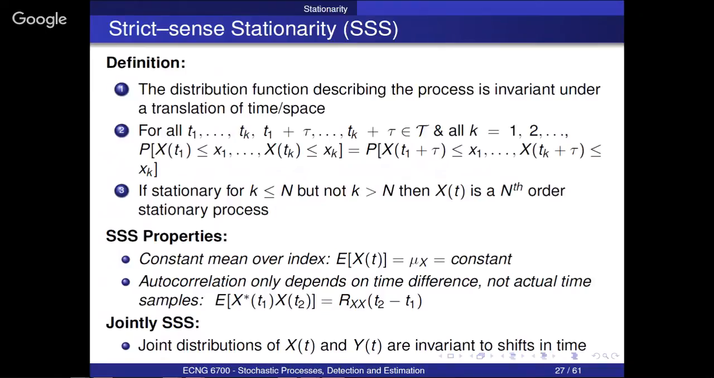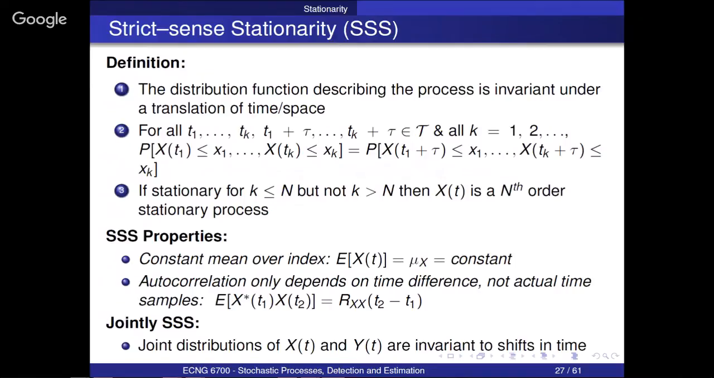Let's take time as an example. If, for example, I'm looking at the distribution, the joint PDF or the joint CDF at times T1 to TK, and I now shift each of those instances by an offset tau, so the relative separation between each of the time instances remains the same, then if the joint CDFs remain the same, that means they are invariant to a shift tau.